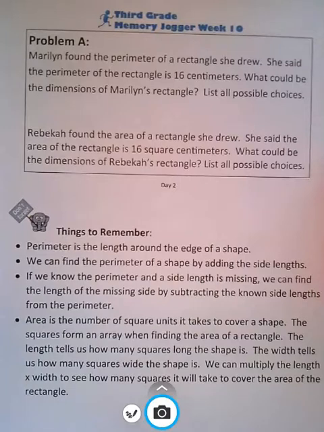We have a few things we need to remember. Perimeter is the length around the edge of a shape. We can find the perimeter of a shape by adding the side lengths. If we know the perimeter and a side length is missing, we can find the length of the missing side by subtracting the known side lengths from the perimeter.